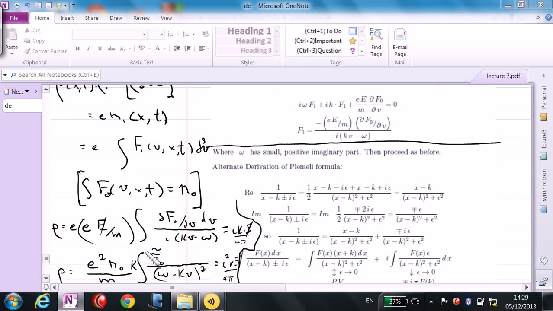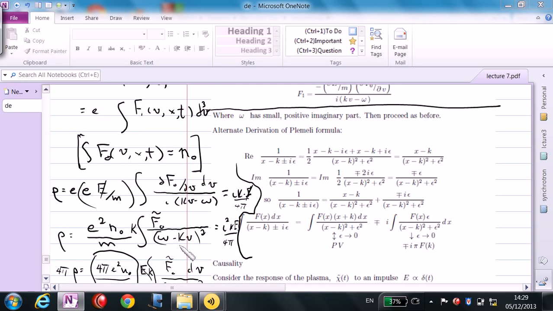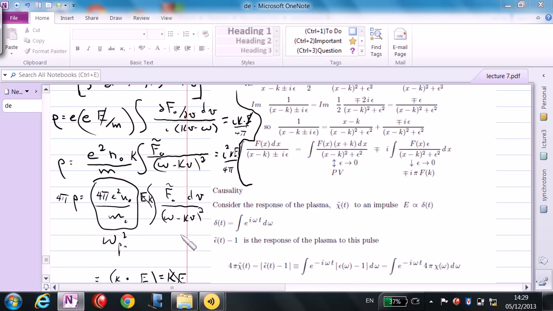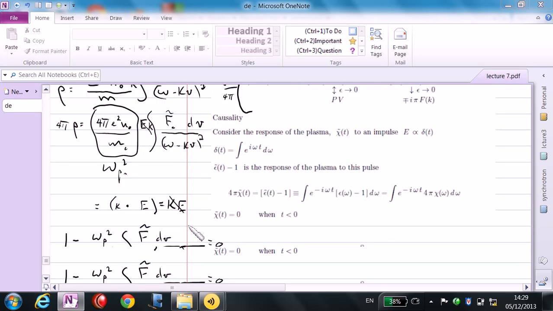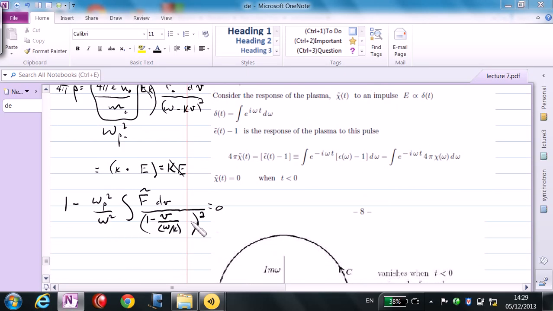Rho is, as we said last time, given by this quantity, and I can integrate by parts to get this. And since I know that 4 pi rho, by Poisson's equation, has to equal K e when it's a self-sustaining wave and there's no other source of charge density, then this is my dispersion relation.